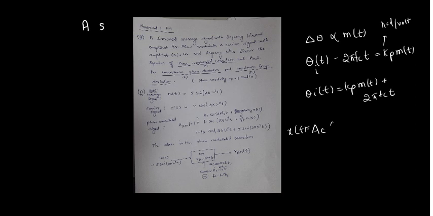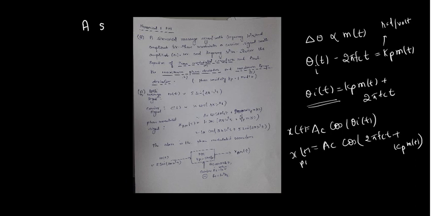Since we know that any angle modulated waveform has a form of this type, and theta i(t) you have already derived for the phase modulated waveform, this is the equation of the phase modulated waveform, where kp is in radians per volt and it is the phase sensitivity of the phase modulator. Once we have this formula kp m(t), you can just replace the values from here. They have asked for the phase modulated waveform and to find the maximum phase deviation.